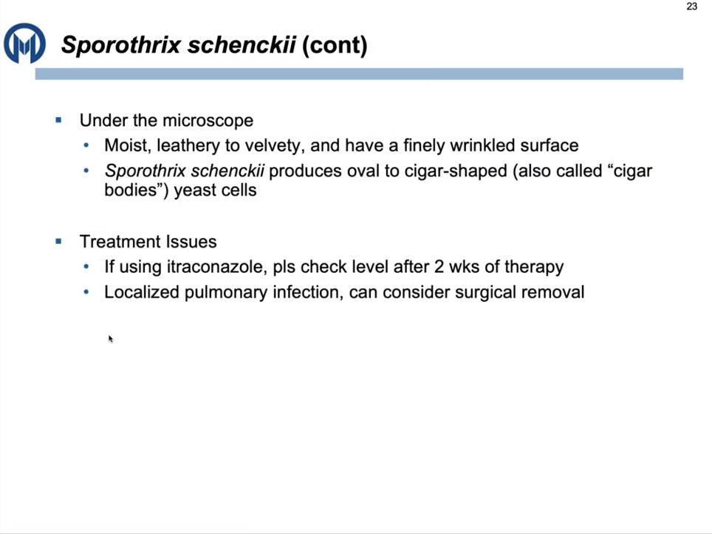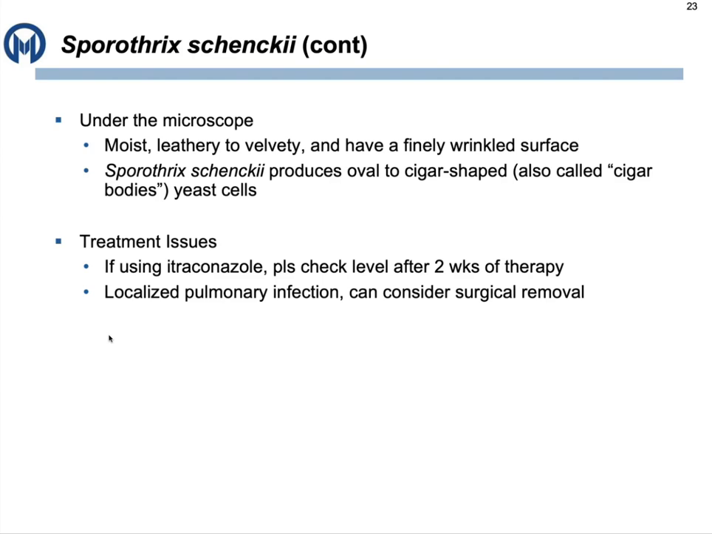Under the microscope, this is a kind of a different type of description to our other more pathogenic molds that we've talked about. It's moist, leathery to velvety, wrinkled surface. I'll be the first one to say I have not seen this in person because Sporothrix is not necessarily a big Moffitt type of infection. But the key thing for our exams is to be cognizant that it produces these oval to cigar-shaped cigar bodies as yeast cells. And the tradition when you do use itraconazole, again, you need a level.